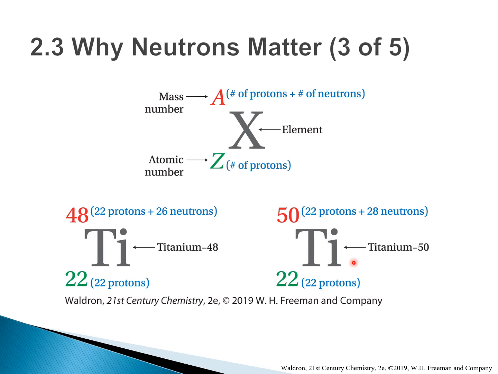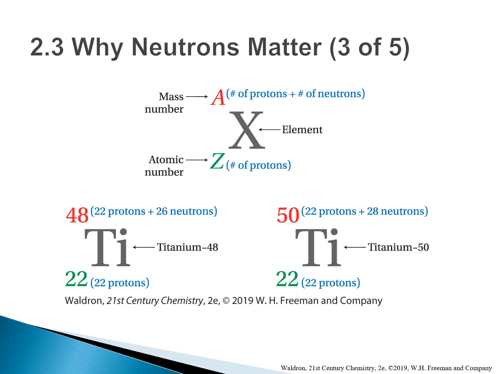On the other hand, for the isotope of that element, titanium-50, you have a mass number of 50 and the same number of protons. The same element will have the same number of protons, 22 right here. Then you can simply subtract 22 from 50 to give you 28 neutrons.